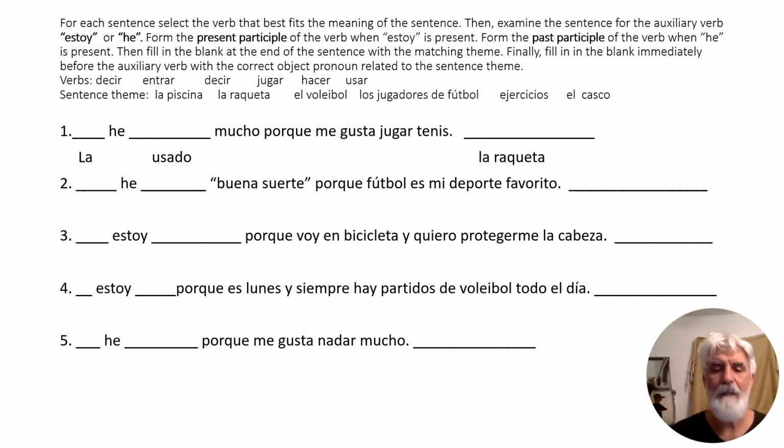And what is the thing? It's la raqueta. That's the theme of the sentence. Okay, let's try the next one.